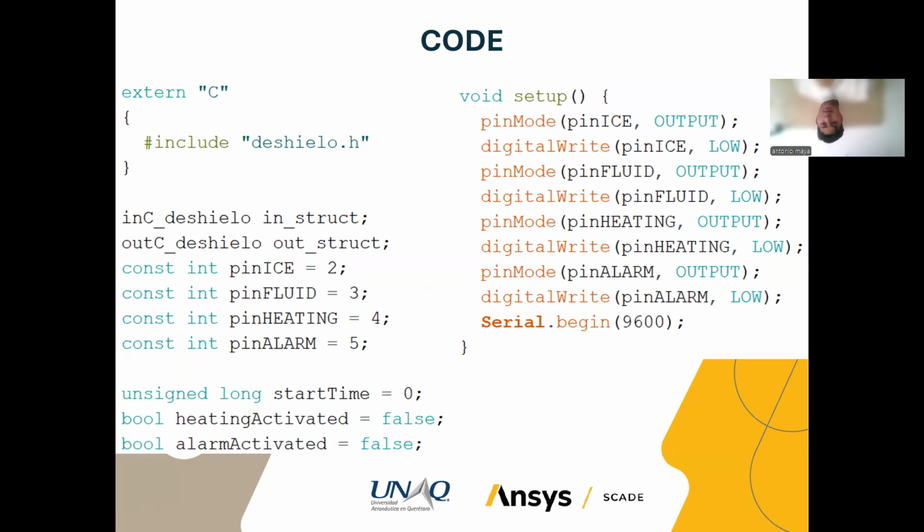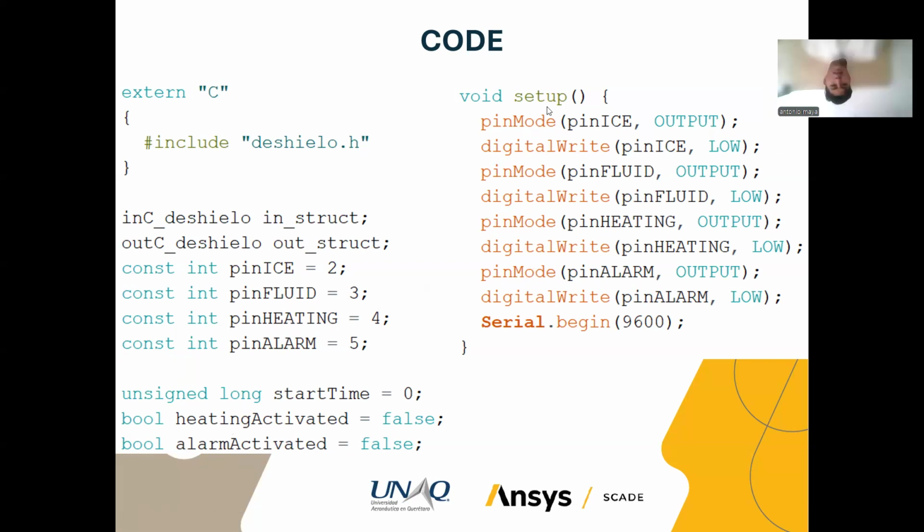And what else? We have these two flags, one for the heating system when it's being activated, and one for the alarm, and they're going to be false at the beginning. And the setup is only setting all the outputs and putting them to low levels.